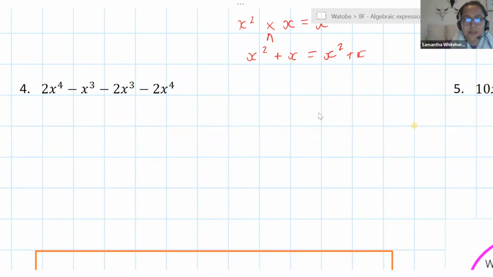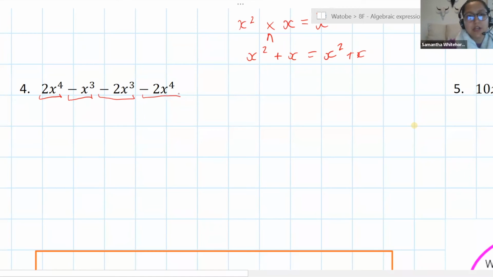Yes, awesome. 4 terms. Well done, everyone. So we can see that because we know our plus and our minuses separate our terms. So those are the 4 terms that we're working with. Now we want to simplify.